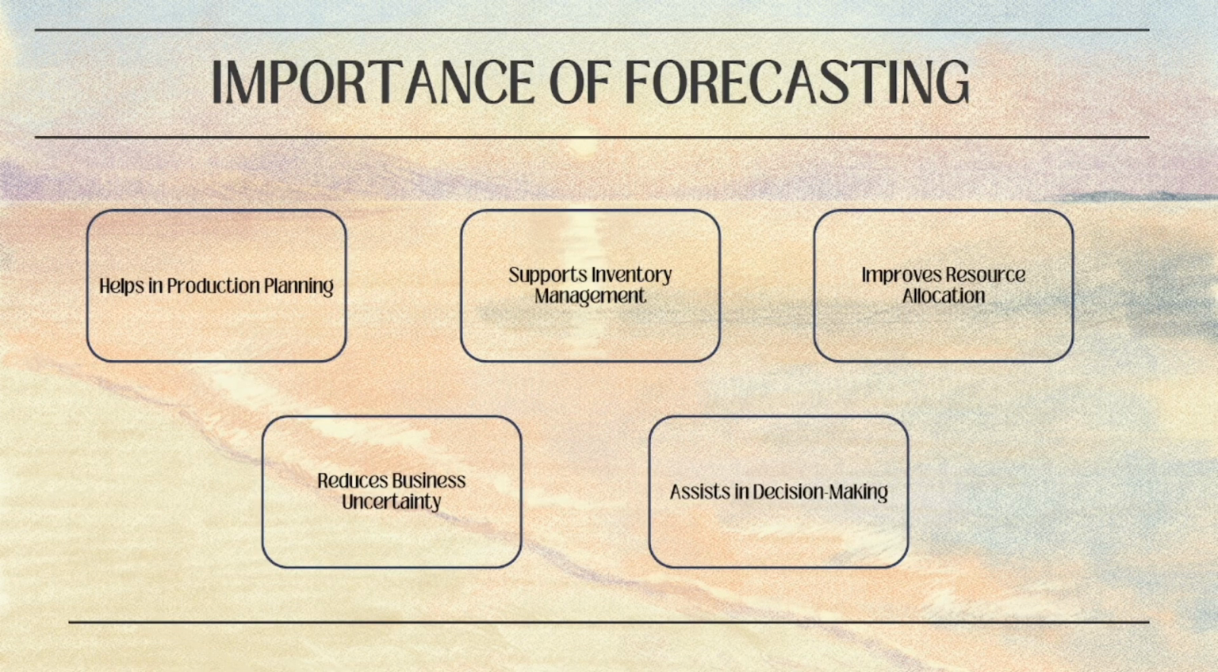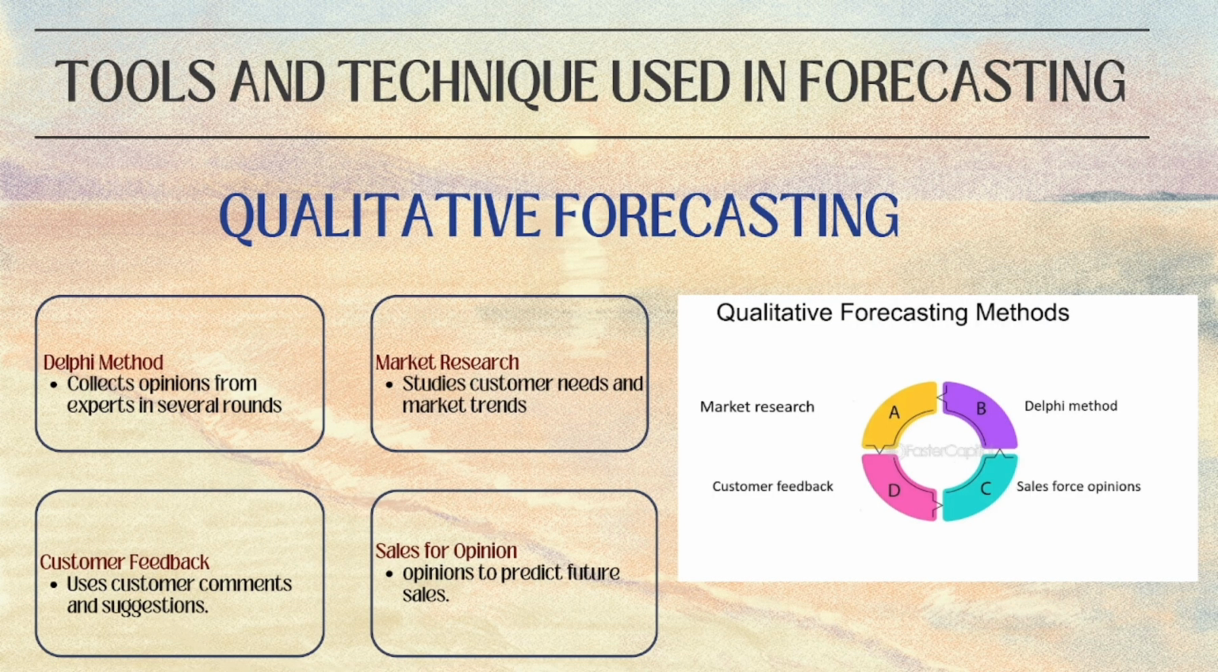So there are 5 importances of forecasting. First, helps in production planning. Second, supports inventory management. Third, improve resource allocation. Fourth, reduce business uncertainty. And lastly, assist in decision making. Next is tools and techniques used in forecasting. There are 2 types, which are qualitative forecasting and quantitative forecasting.